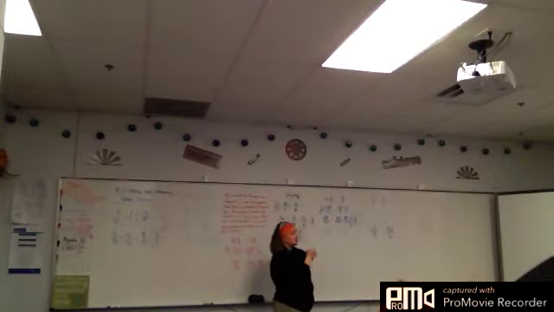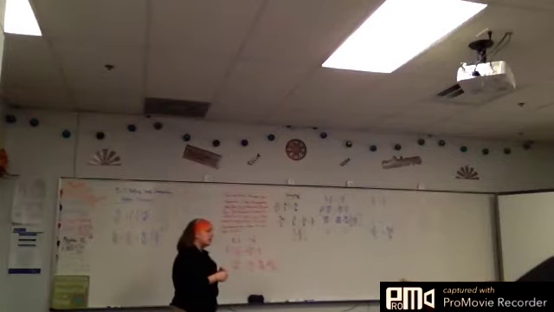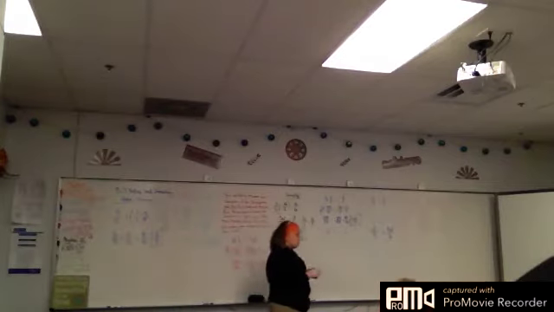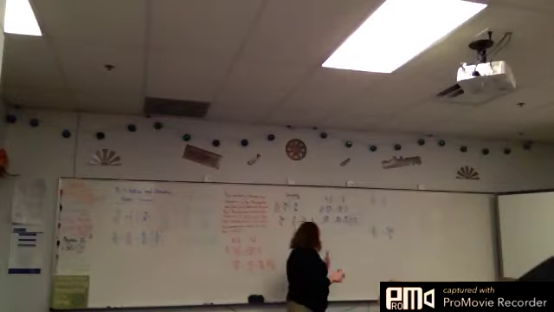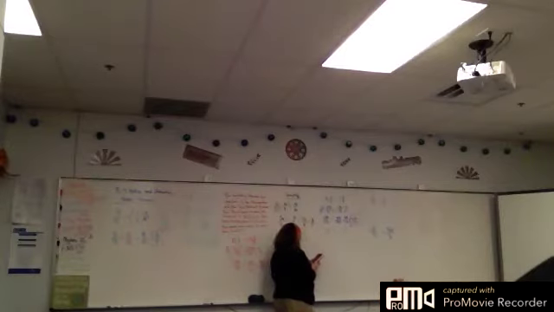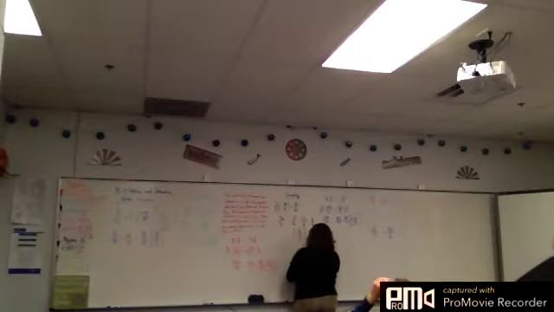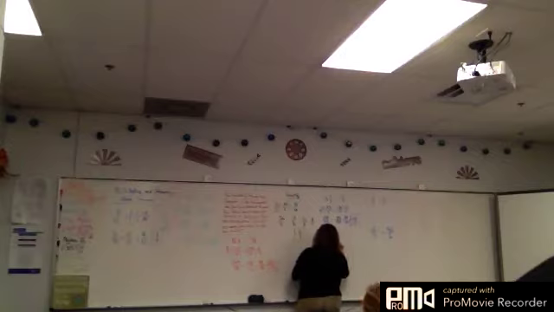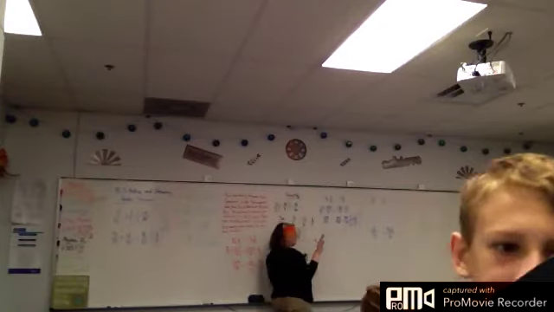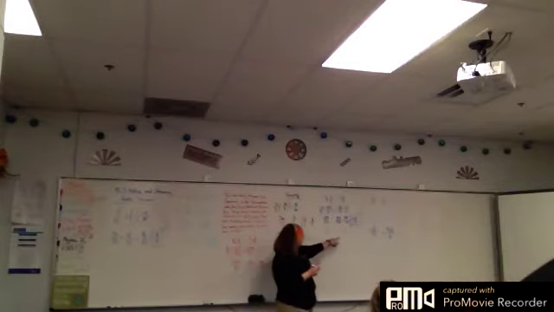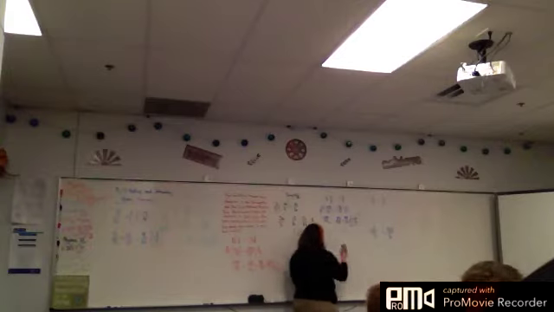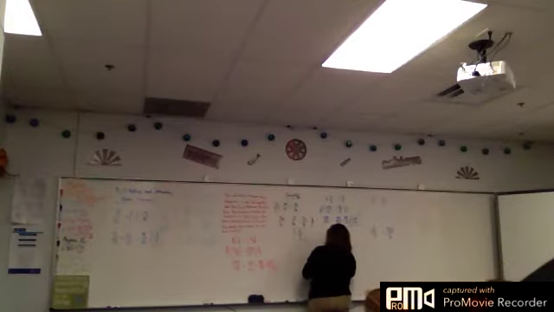4 and 3/8 minus negative 1 and 2/3. What do I need to do first? You need to change the mixed number into an improper fraction. So 4 times 8 is 32, plus 3 is 35. Do we change them both? We'll do that later. What's 1 times 3? 3 plus 2 is 5.